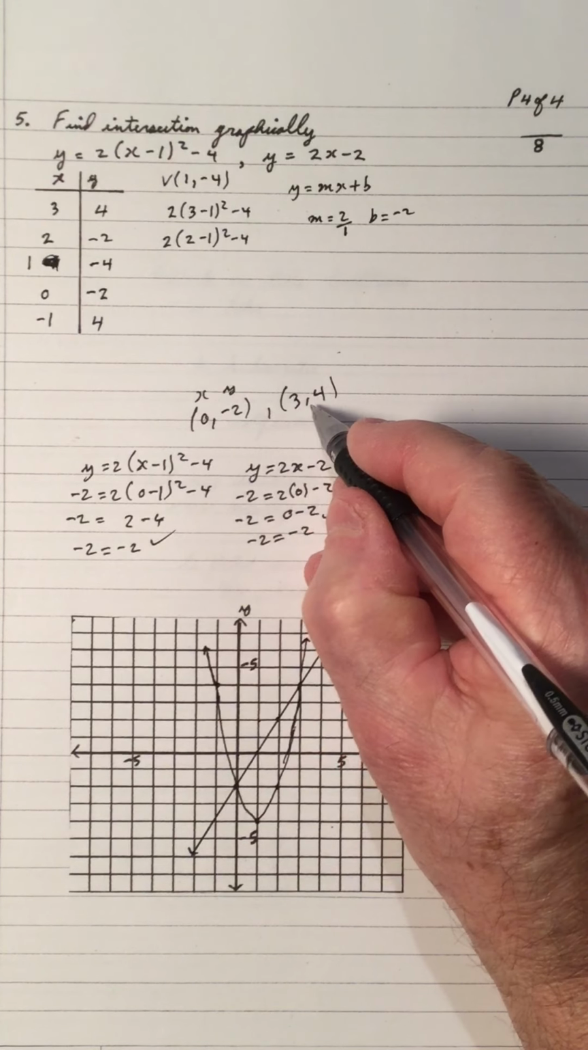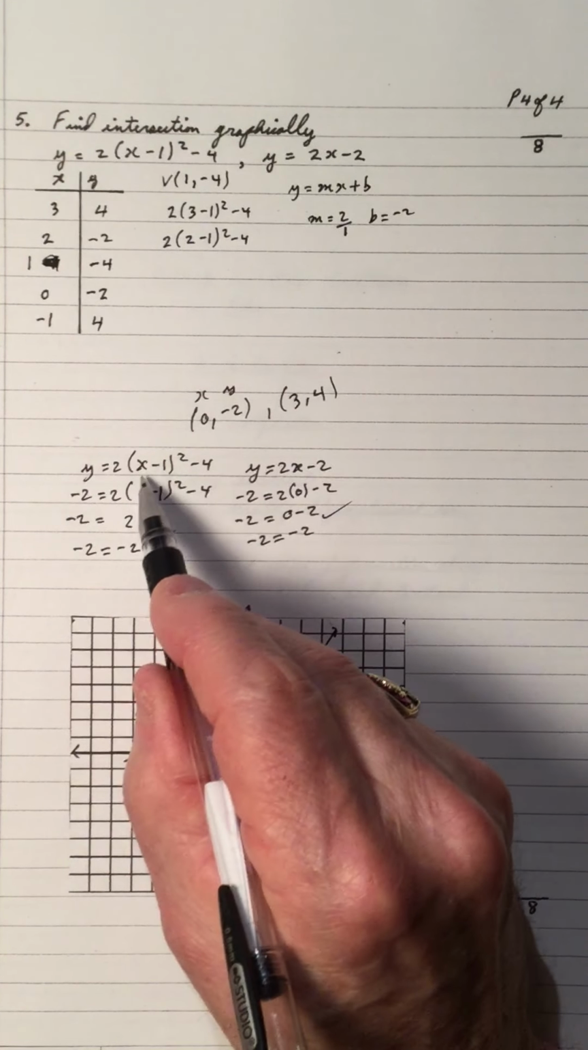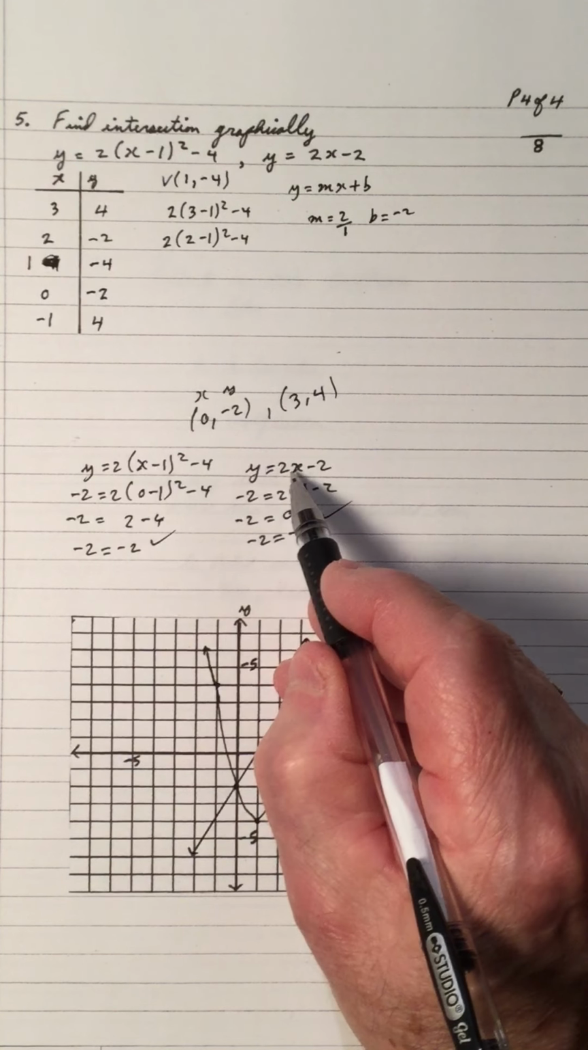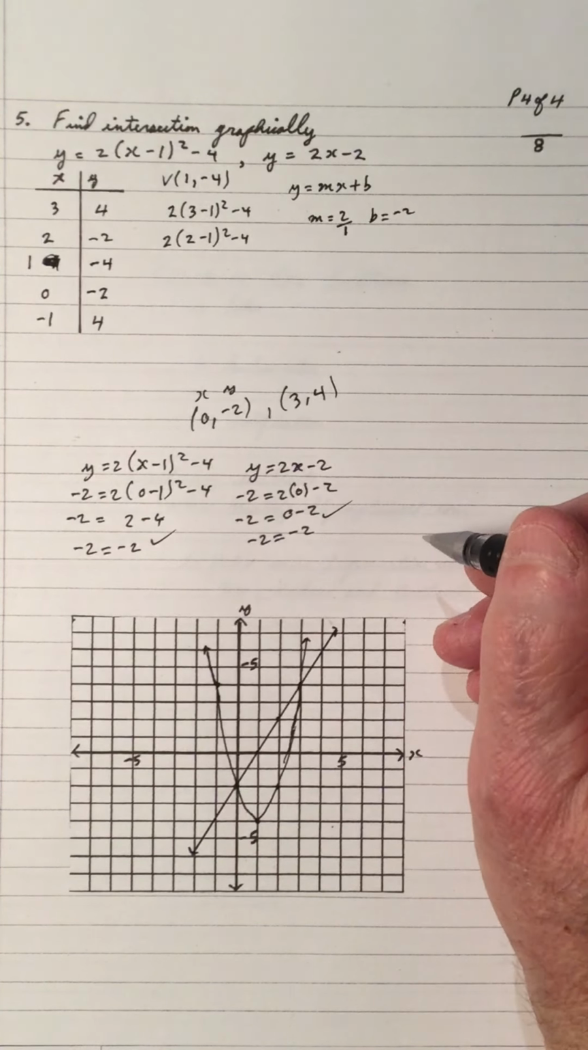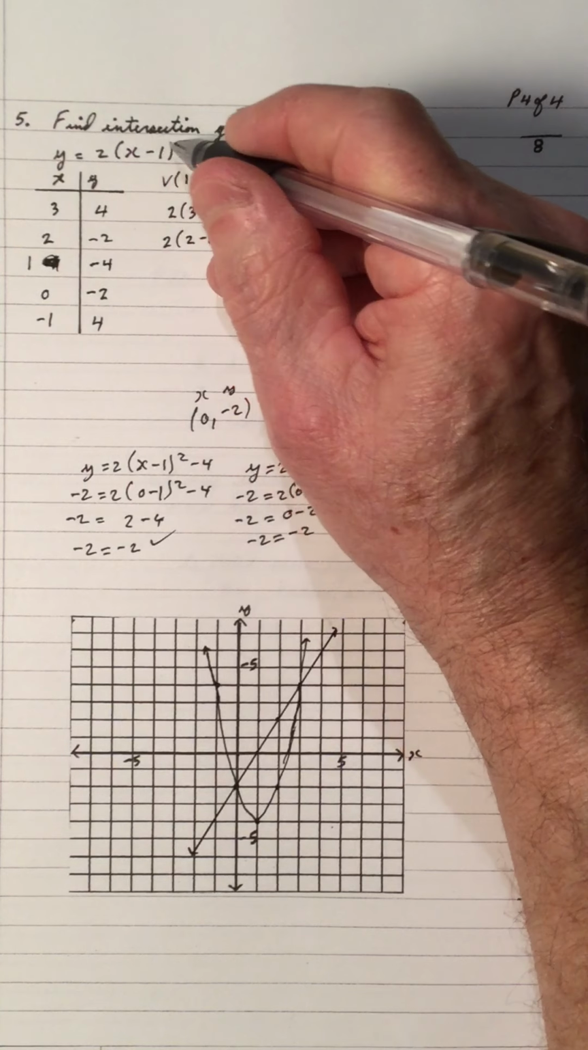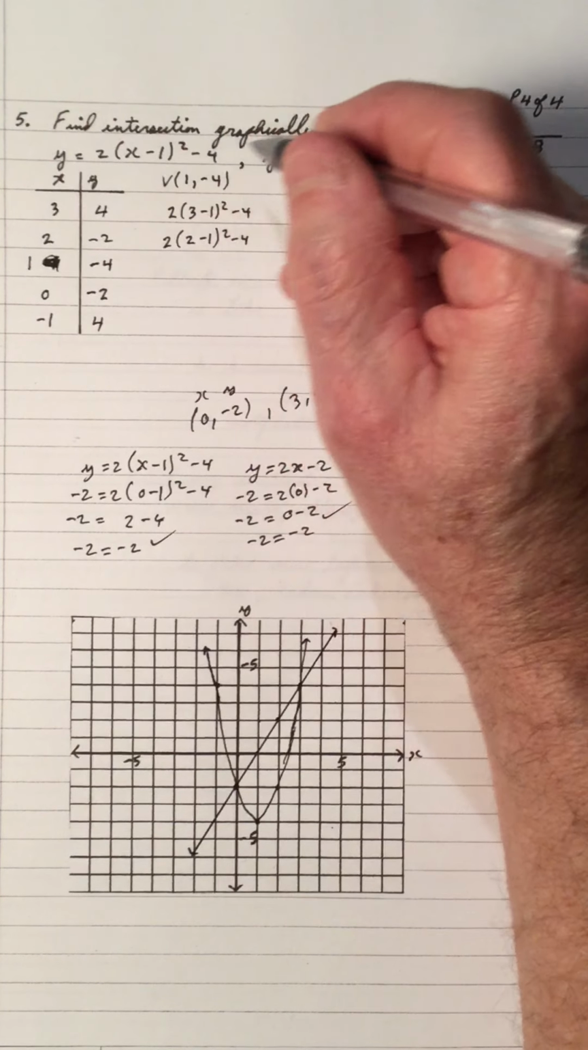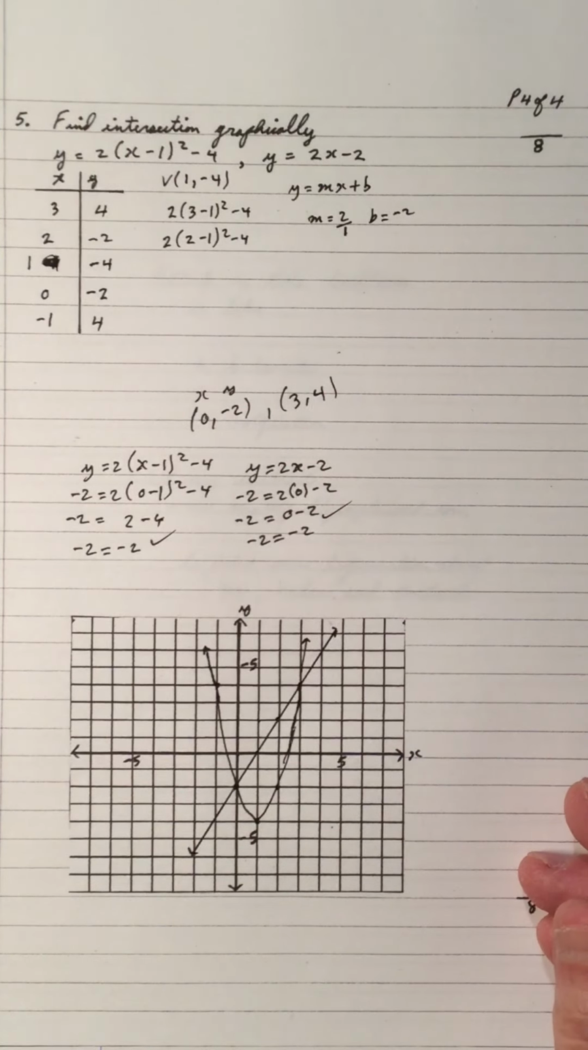So if you take the 3, 4 and do the same thing, plug it into this equation and this equation, you get both sides of the equation equal. So this point lies on the parabola and the line, so it's a point of intersection.